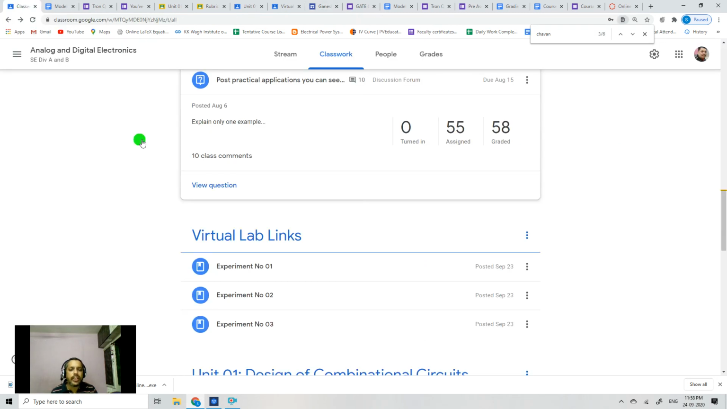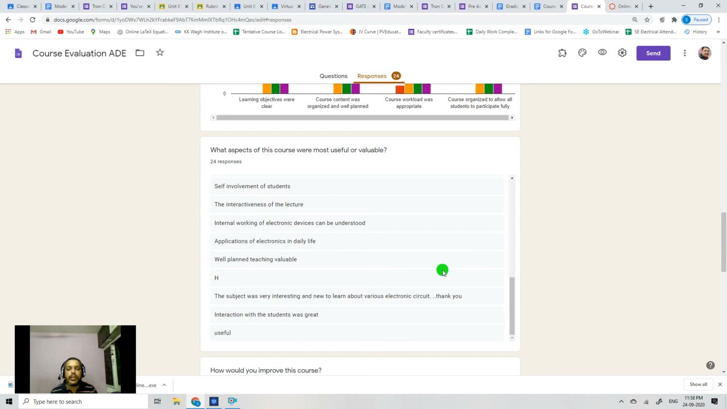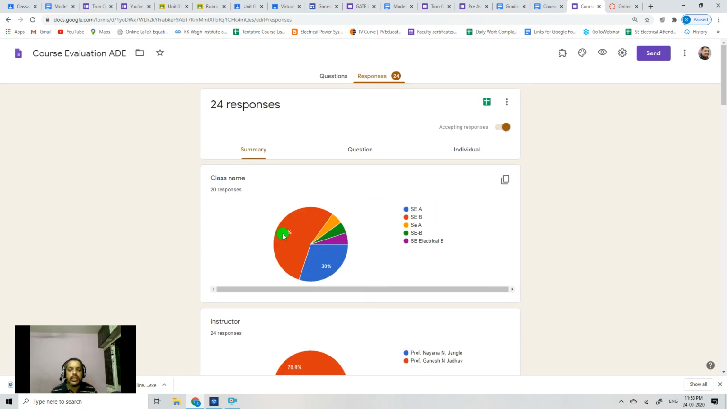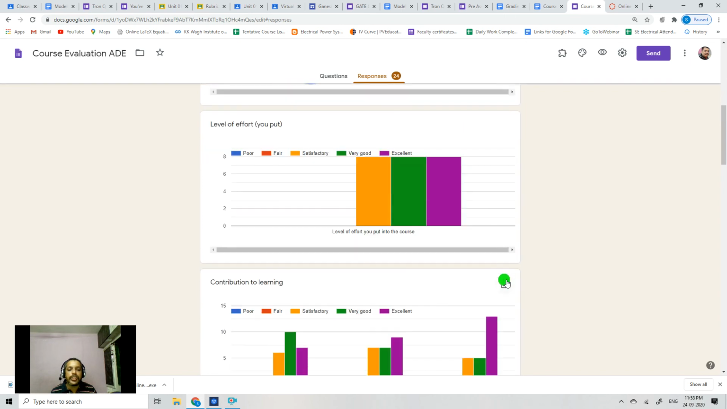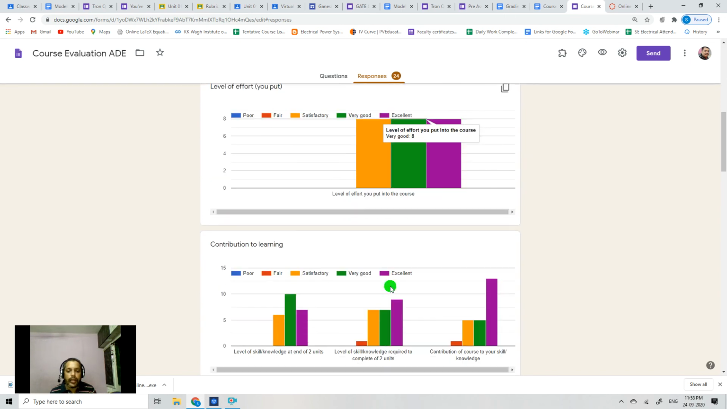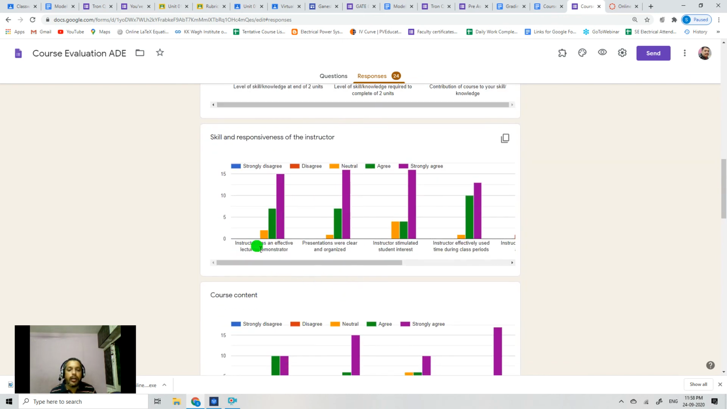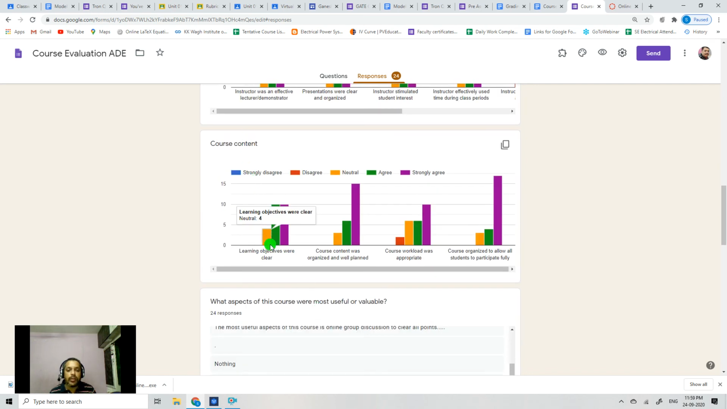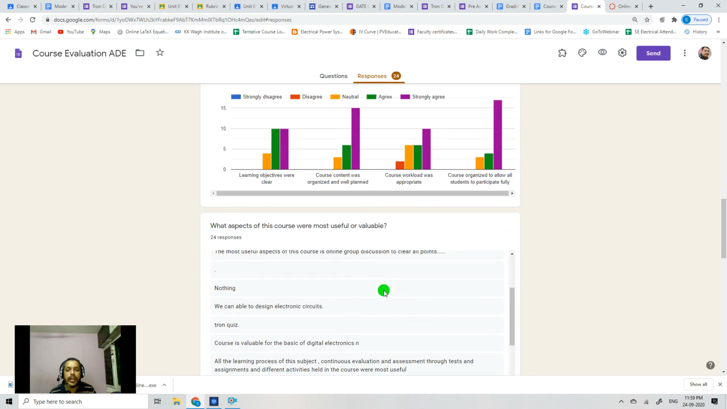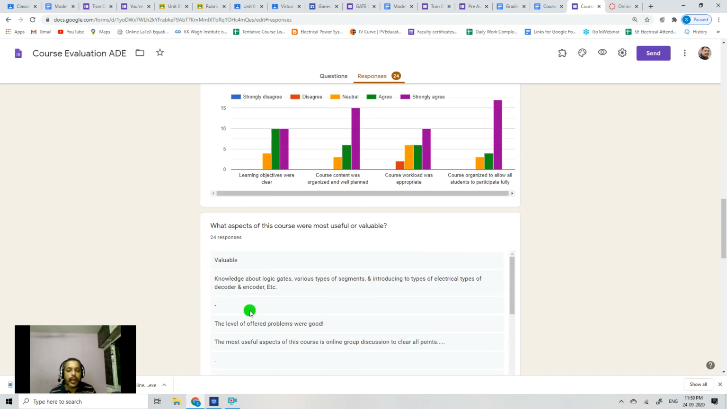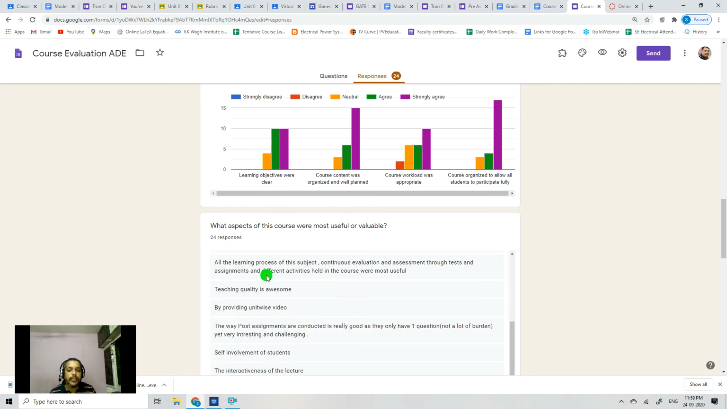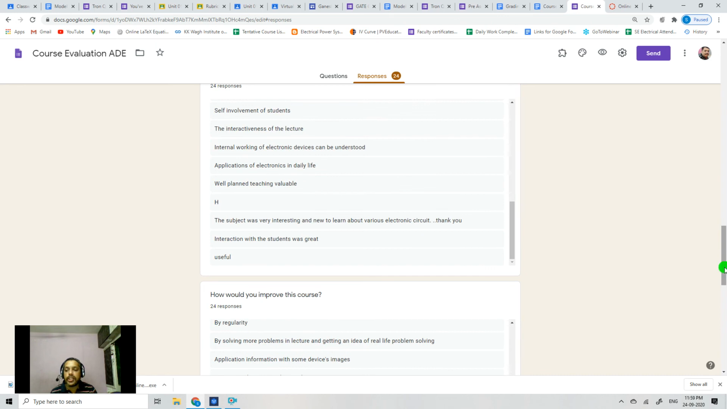Coming to the feedback section, let me show you. This is the feedback form I have designed for my course: class name, instructor, level of effort you have put in, and contribution to the learning, meaning how much you have contributed. Then feedback about the instructor's skill and responsiveness, course content, and whether learning objectives were clear. If you observe, students are happy with my course. They say they gained knowledge about logic gates and their various types, and that continuous evaluation, assessment, tests, assignments and different activities held in this course were useful. I also got suggestions.